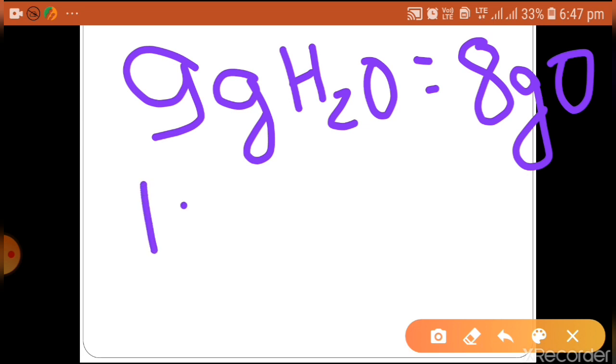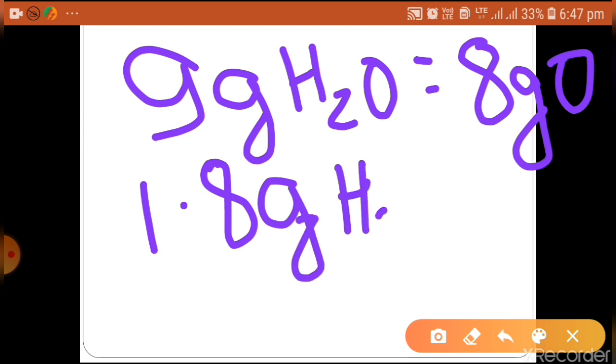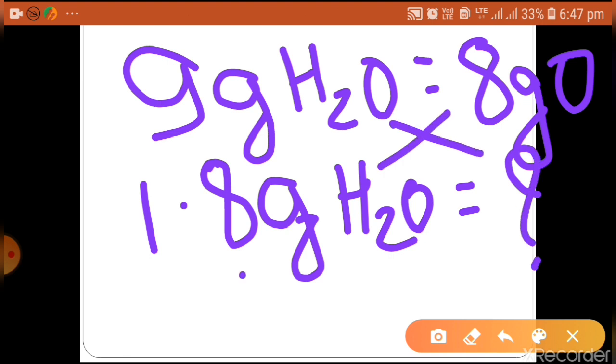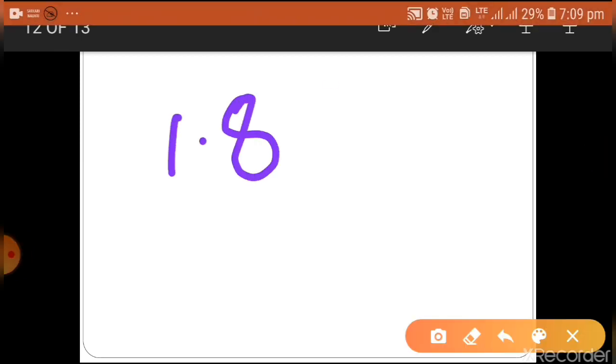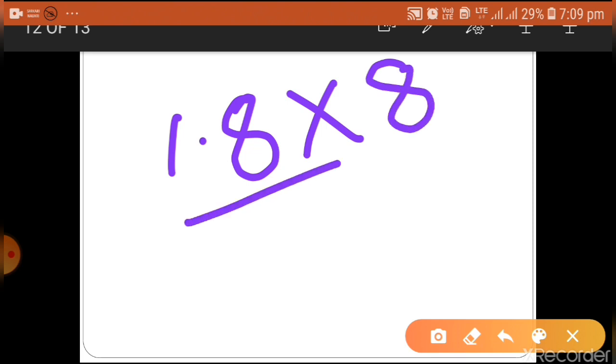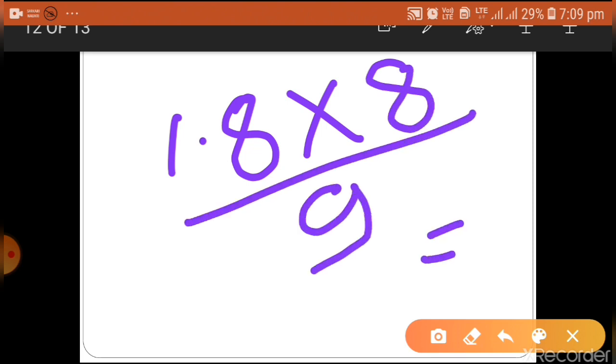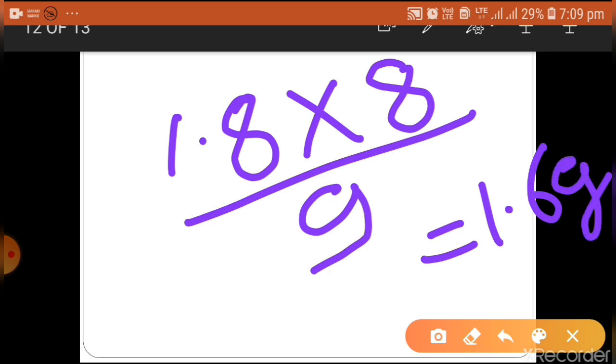In the same way, if you have 1.8 gram of water, then how much will be the oxygen? So this you have to find. You can do simple cross multiplication: 1.8 multiplied by 8 divided by 9. So students, let us see the simple calculation. 1.8 multiplied by 8 divided by 9. So you will get the answer as 1.6 gram. It means that 1.6 gram of oxygen is present in 1.8 gram of water.